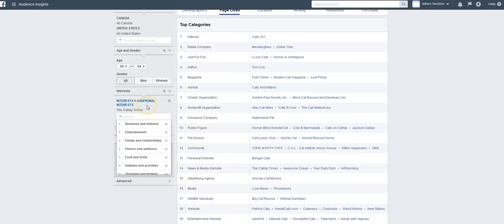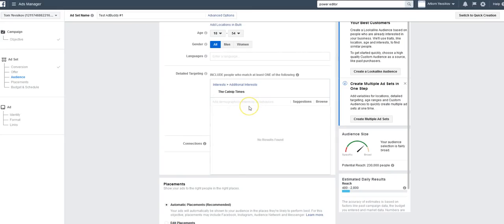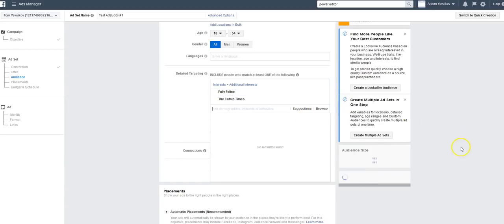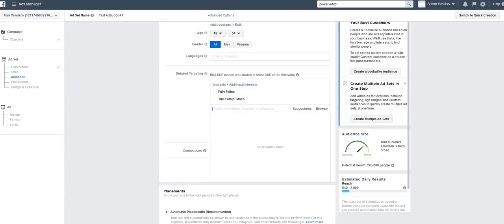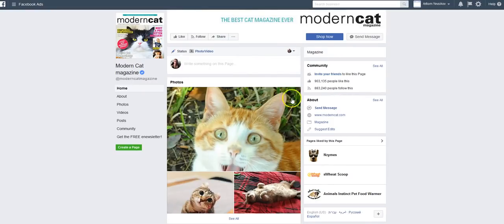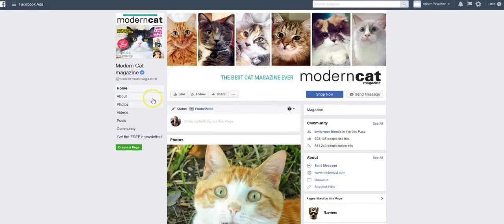Fully Feline. Does it exist? No, we're going to check it on Ads Manager. Does it exist? Fully Feline. It exists. Alright. So now the audience is going to be at 290. Nothing much added. This means they're pretty much the same audiences. We want to have a bigger audience, bigger reach. So Modern Cat Magazine. I love this name. This tells you a lot. Modern Cat Magazine.